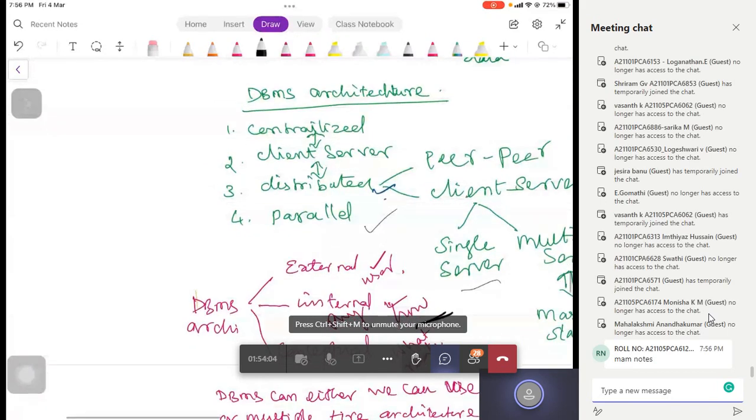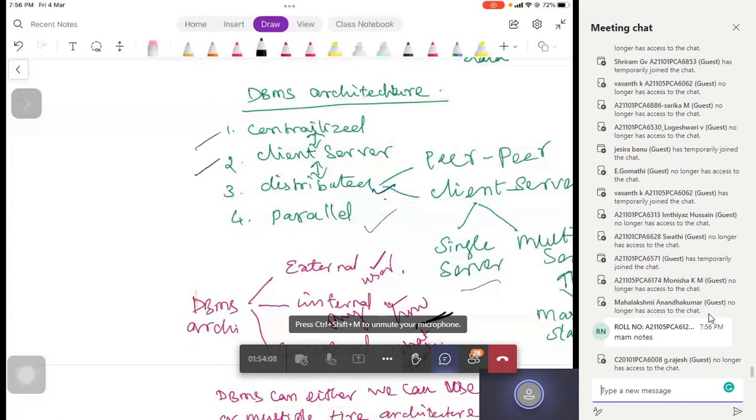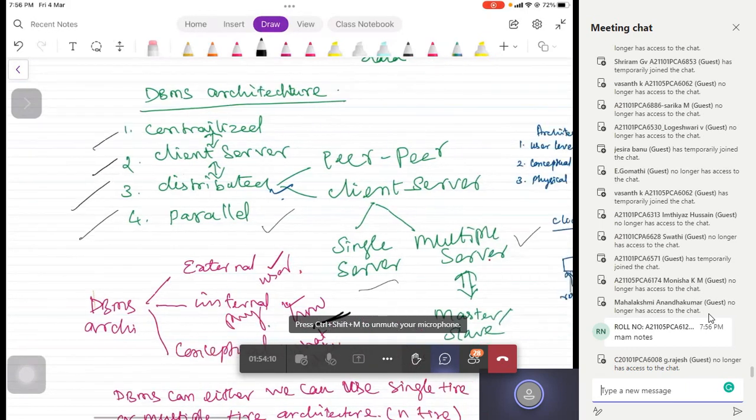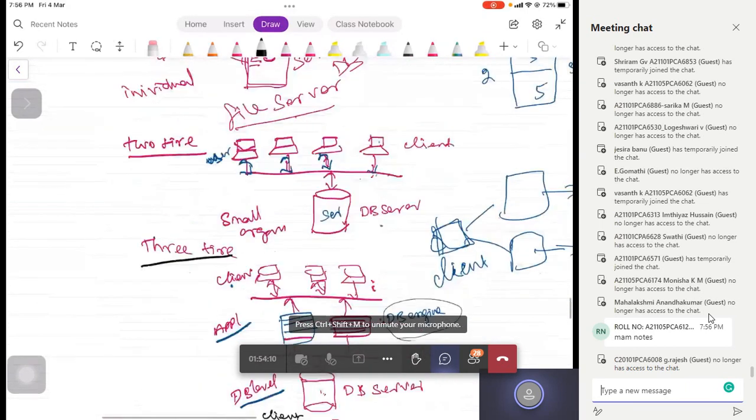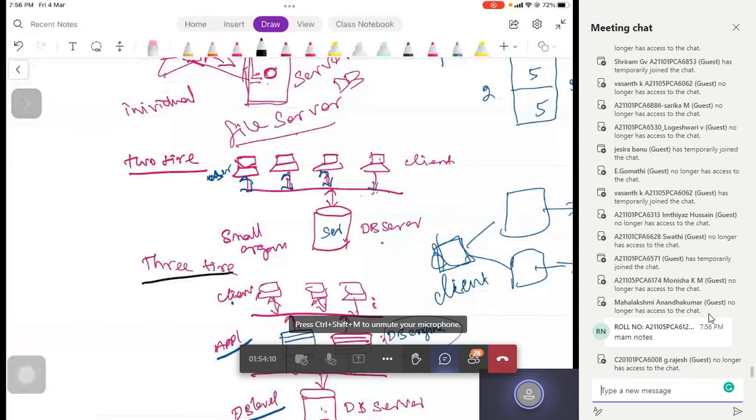And database architecture, I already told you: centralized and client server, distributed and parallel. Hadoop architectures and the like use distributed as well as parallel manner. Everything is in a client server architecture, with different types such as 3-tier and 4-tier architecture.